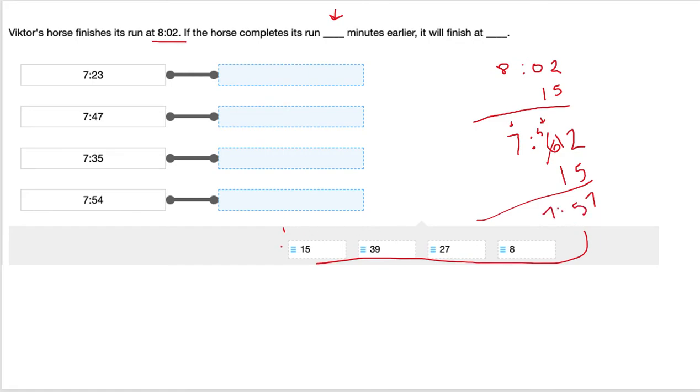So the 15-minute one doesn't go, oh, 7:47, look at that, I messed up. 5 minus 1 is 4. So it's 7:47 is the 15 minutes. Okay, 39 minutes. If we subtract 39 minutes from 8:02, what are we going to get? Well, again, we're going to rewrite 8:02 as 7:62 so that we can subtract 39 from it.